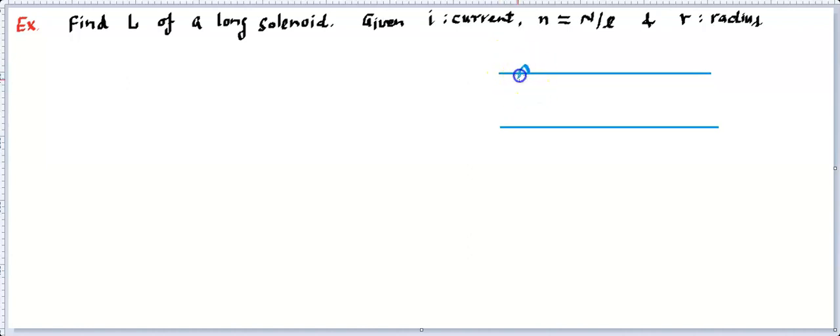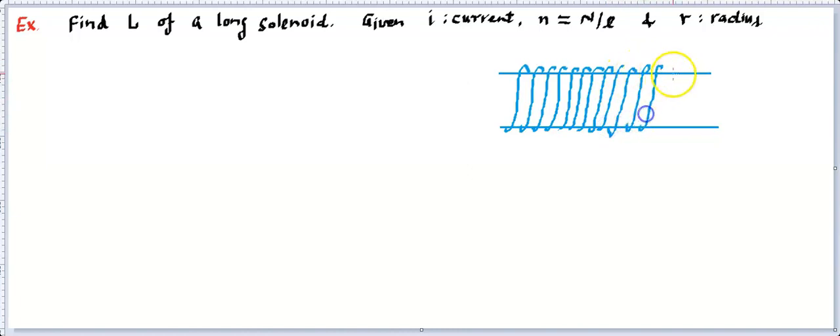Let's say this is a solenoid, so it will have this kind of wiring all over, and it's long, that means it has large length. Here the length is also given to us. Radius means the radius of this solenoid, and current means the current in each loop. So let's say this is current I that flows in. So current I will be running in all of it.